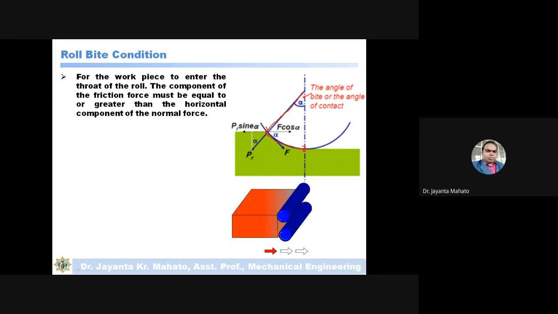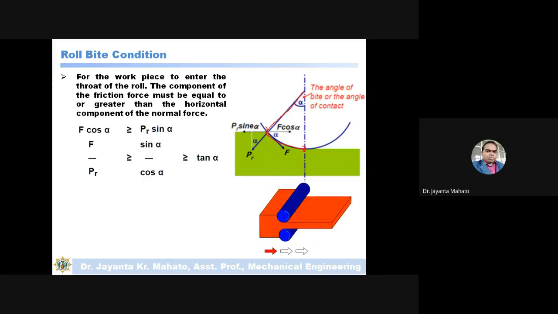So if the angle of bite is larger, more material will bite at a time. Just as an example, if you open your mouth big, then more food can enter. This is actually the bite condition.